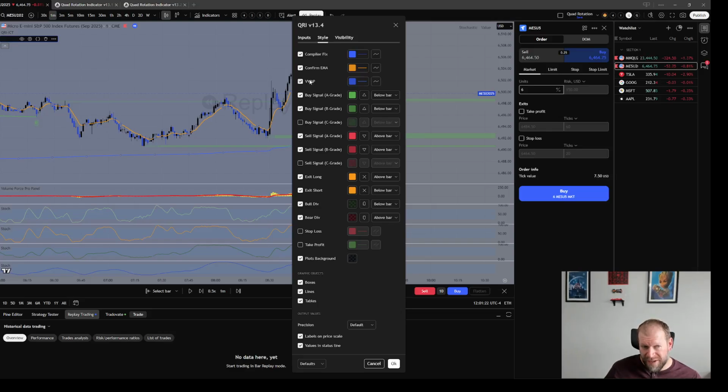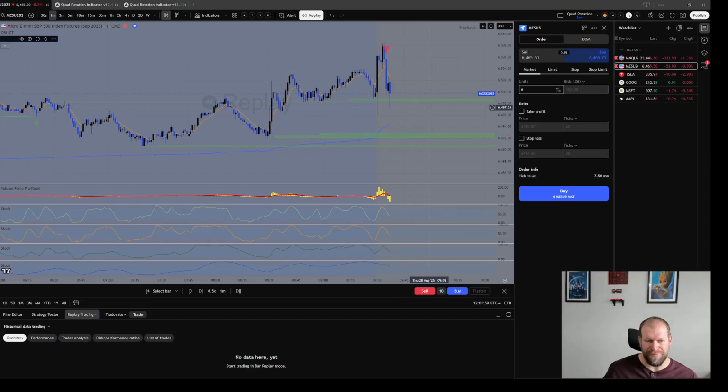I've got my VWAP again, that is the blue bar. I'm looking for my A setup here, but you can see I've got a little bit of a darker green for my B grade, and it is a smaller triangle. A on the sell side again is a brighter red, and a darker red for the B grade setup. Again, my exit long and short here, my bullish divergence lines above and below. I'll leave it at that. Gives you a good idea of what I've got going on in this indicator.